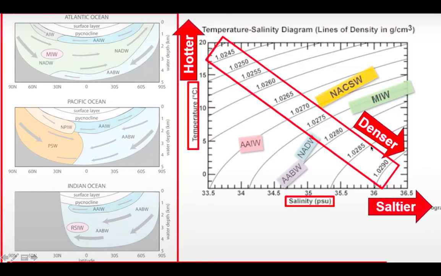Okay, let's start with NACSW. NACSW means North Atlantic Central Surface Water. Here we can see that the temperature is around 10 degrees Celsius and the salinity is around 35. So yeah, let's see more salinity, and more salinity is MIW. It is having 36, even more than 36 salinity. That's why it is denser. That's why it is in this region.